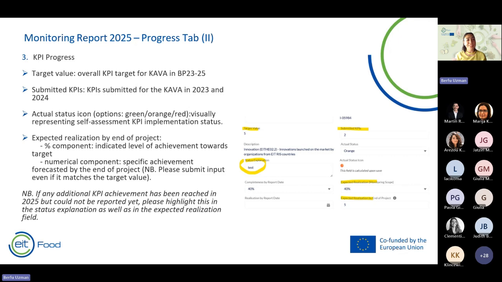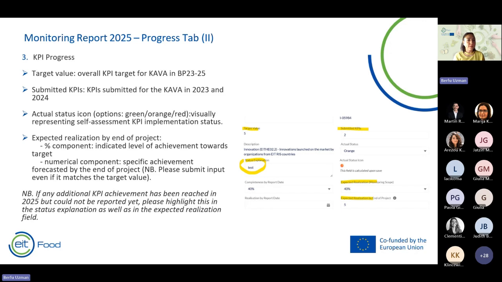As KPIs are, we can say, the most important ones, the part regarding KPI continues. So when you scroll down in the report, after you give all this information that I explained in the previous slide, you need to explain a bit more. So the target value, that is the overall KPI target for the KAVA. So that is not something editable. That is there for you to remember what was the target. Submitted KPIs, that is KPIs submitted for the KAVA. So the ones that were already submitted in previous reporting periods will appear there as submitted values.